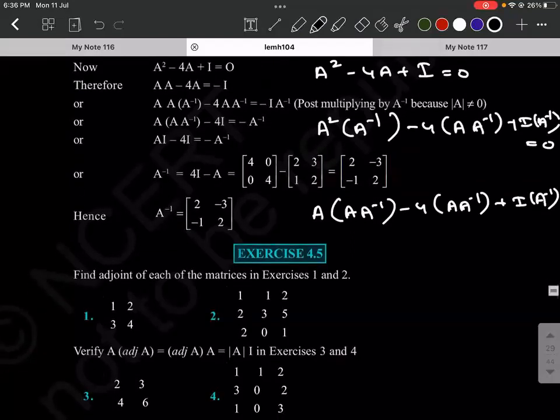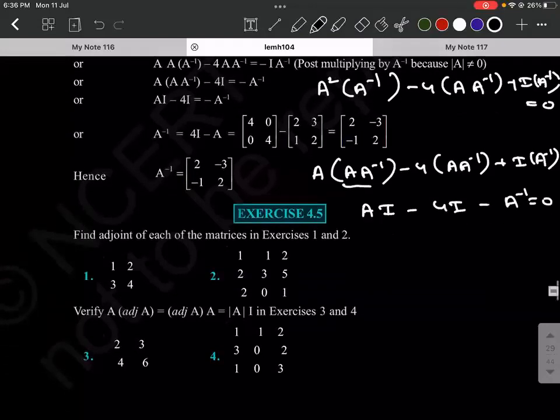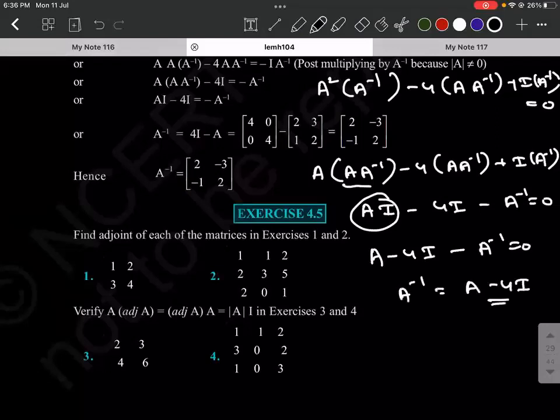Is that clear? So what is A into A inverse? That is I, minus 4I, minus I into A inverse is equal to 0. So what is A into I? A minus 4I minus A inverse is equal to 0. So what is A inverse, guys? A minus 4I. So A inverse is A minus 4I. So you already know what is A, you already know what is I. Find out A minus 4I and that will give you the answer.